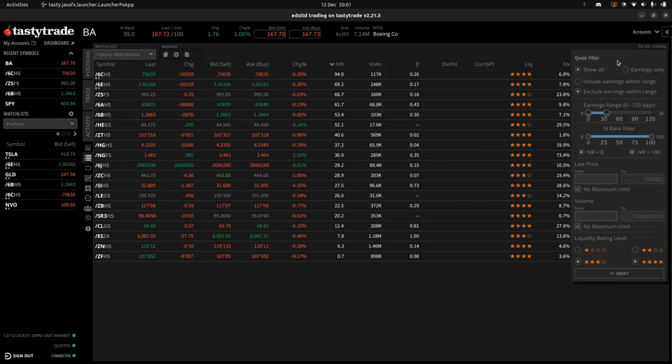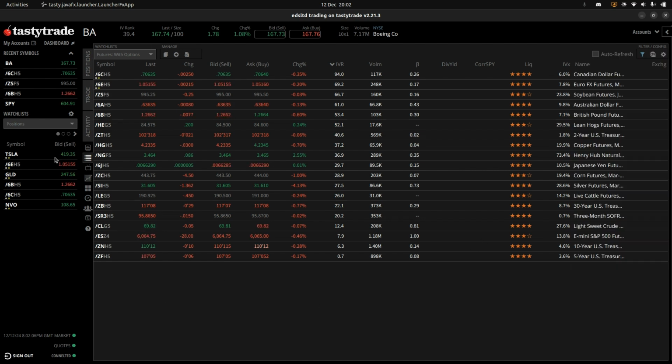And we also want to filter out anything that has a low liquidity rating level. The reason for this is because we only want to be trading things with liquid markets so that we can get in and out of positions easily, and so that we're only paying tight spreads, not wide spreads. Just remember, the more liquidity, the tighter the spreads, the less it's going to cost you to get in and out of positions.